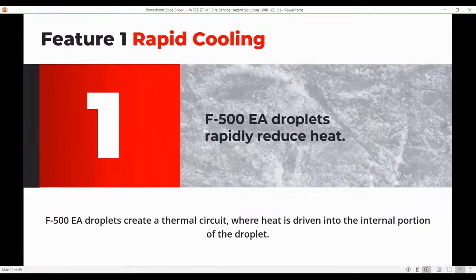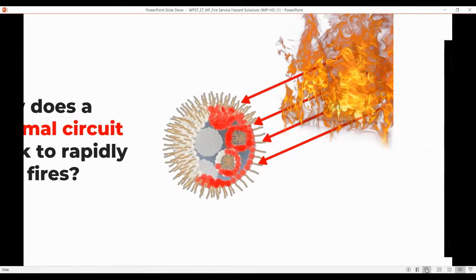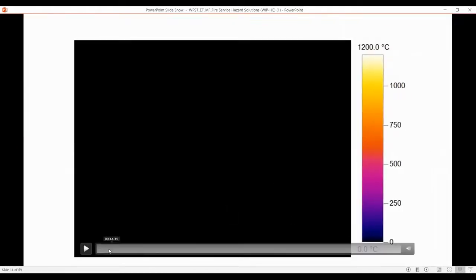So that one is that rapid cooling. How that happens is that that skin of F500 on the outside of the water droplet works like a heat sink, rapidly absorbs the heat and transfers that heat energy to the micelles within the water droplet, so we can achieve much greater cooling than plain water alone. Really good video here to drive home that point.